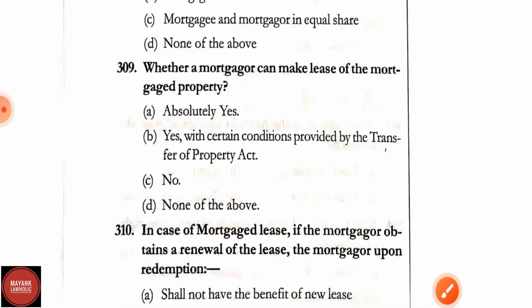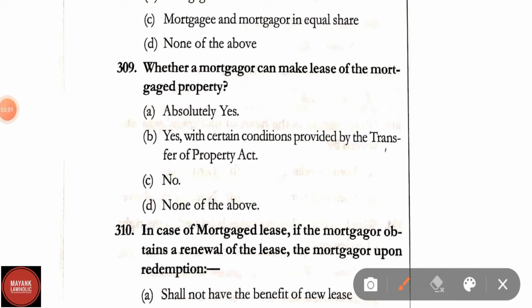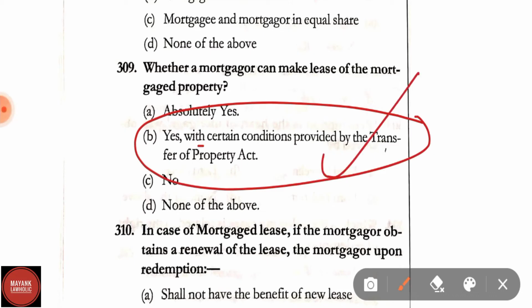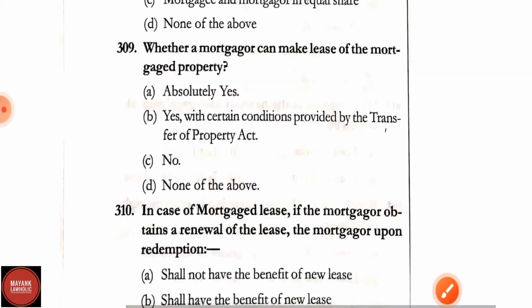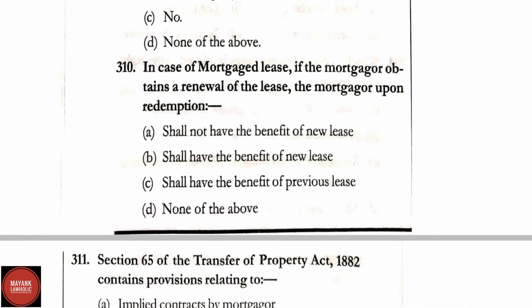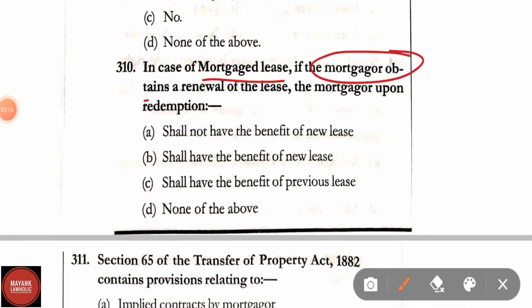Question number 309. Whether a mortgagor can make lease of mortgage property? Options are absolutely yes, option B, yes with certain conditions provided by the Transfer of Property Act, no, none of the above. Here option B is the correct answer, yes with certain conditions provided by the TPA. Question number 310. In case of mortgage lease, if the mortgagor obtains a renewal of the lease, the mortgagor upon redemption shall not have the benefit of new lease, shall have the benefit of a new lease, shall have the benefit of previous lease, none of the above. Here correct answer is option B, that is shall have the benefit of new lease.